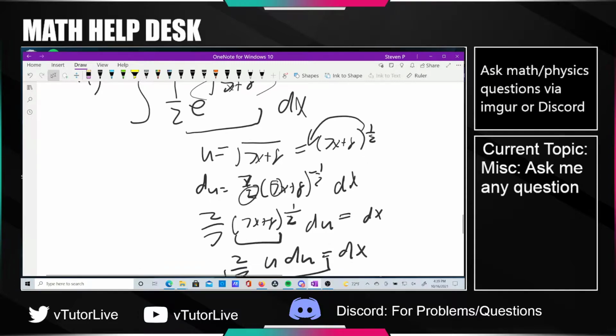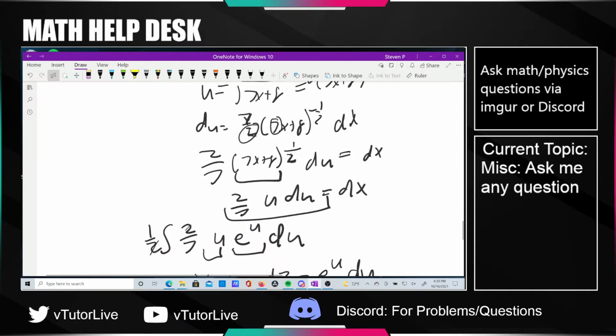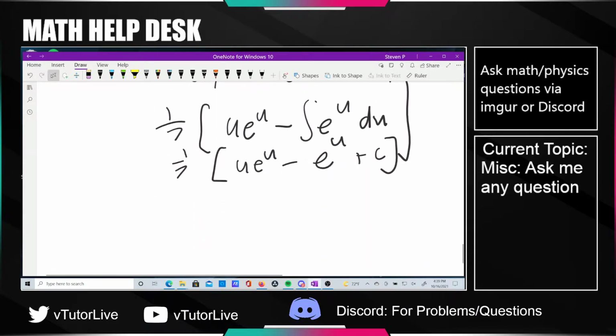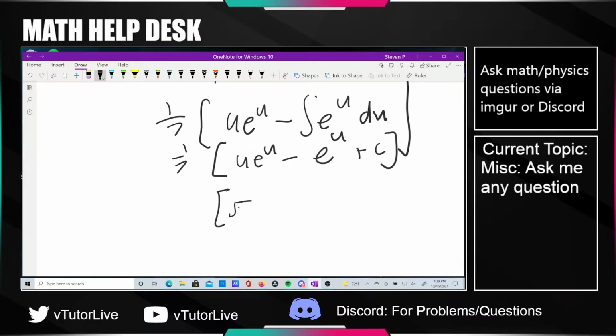It's kind of meaningless to the context of the original problem. You got to always remember to go back and plug in u is equal to, in this case, square root of 7x plus 8. Right, so this turns into square root of 7x plus 8, e to the square root of 7x plus 8, minus e to the square root of 7x plus 8, something like that, right?